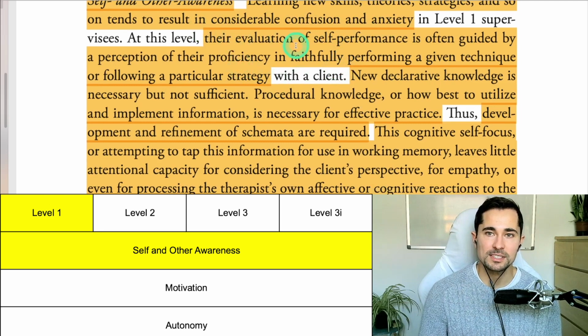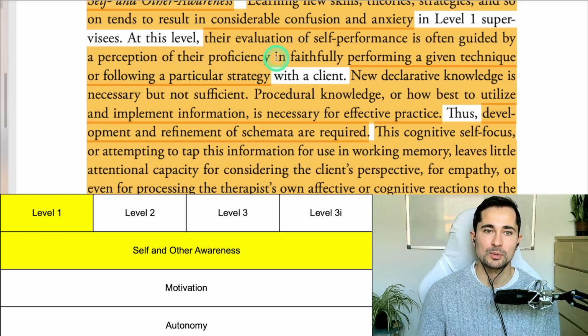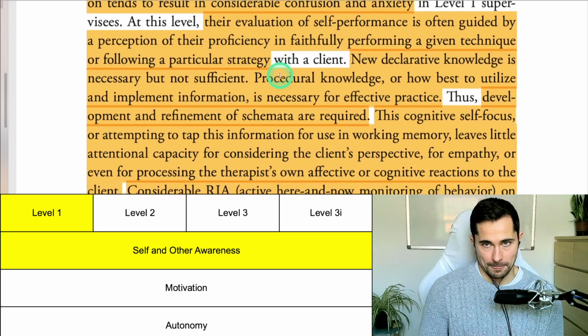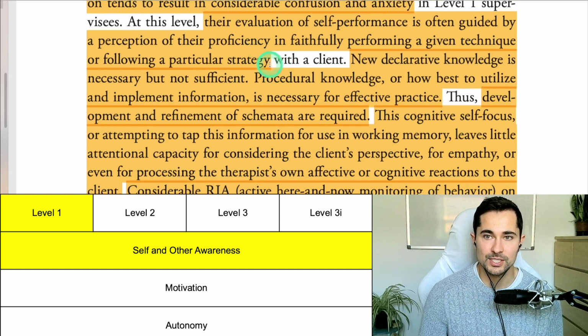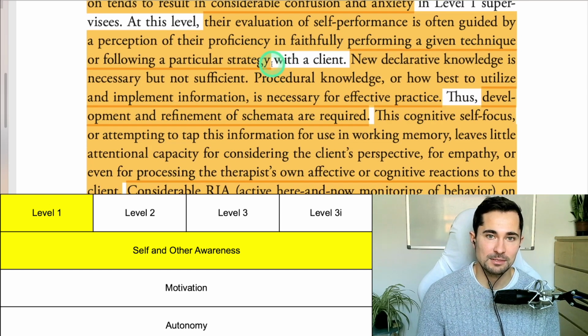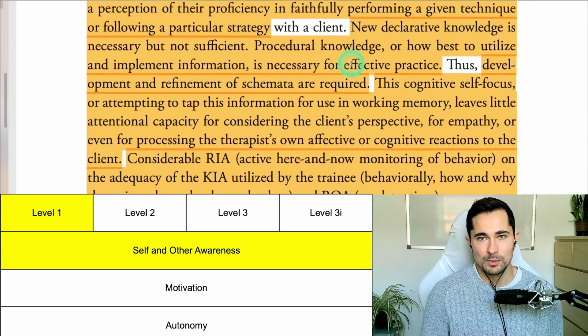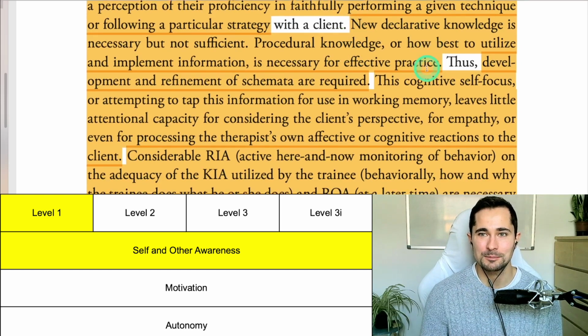One's evaluation of self-performance is often guided by a perception of their proficiency in faithfully performing a given technique or following a particular strategy. New declarative knowledge is necessary but not sufficient. Procedural knowledge, or how to best utilize and implement information, is necessary for effective practice. So it's not about reading how to ride a bike, it's about practicing and knowing how to ride a bike.